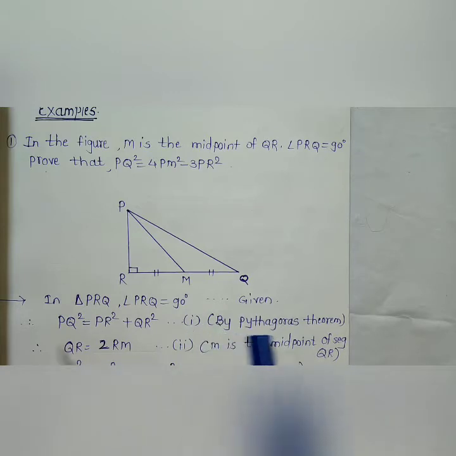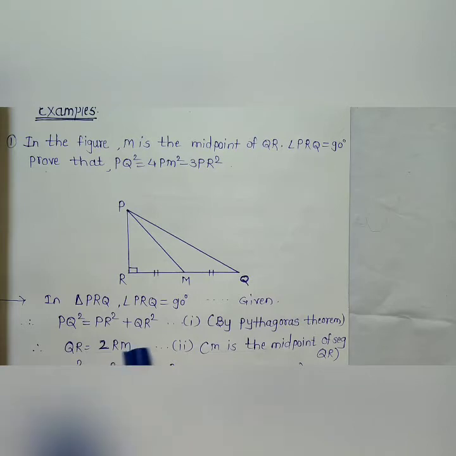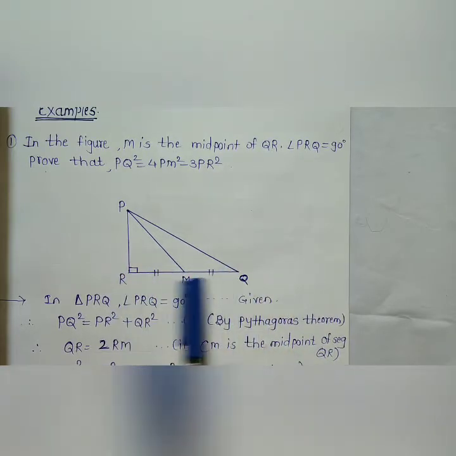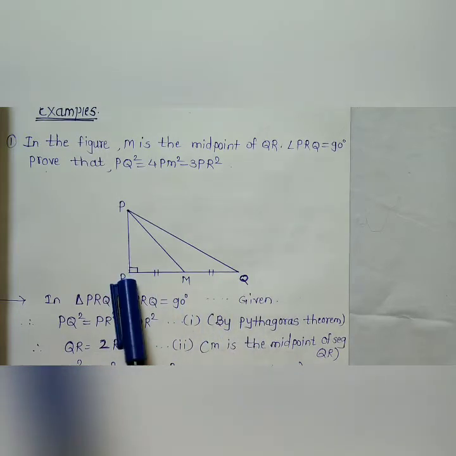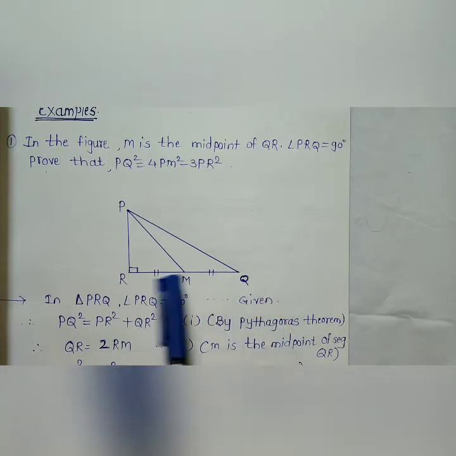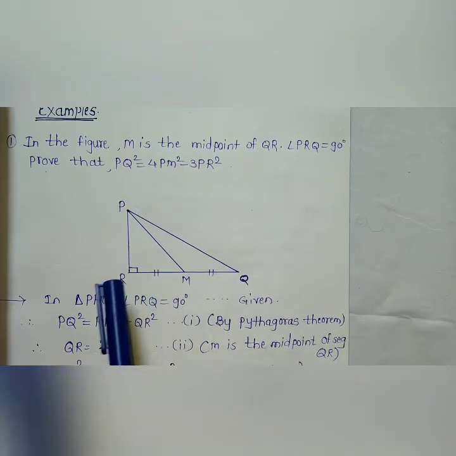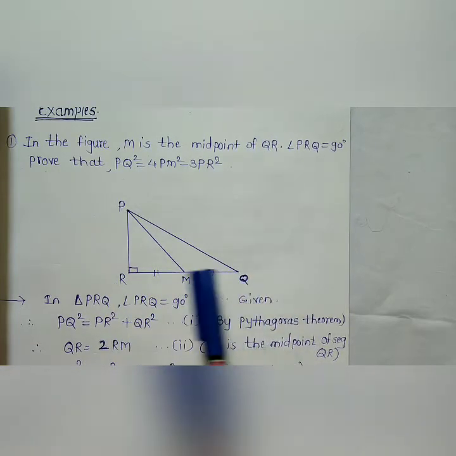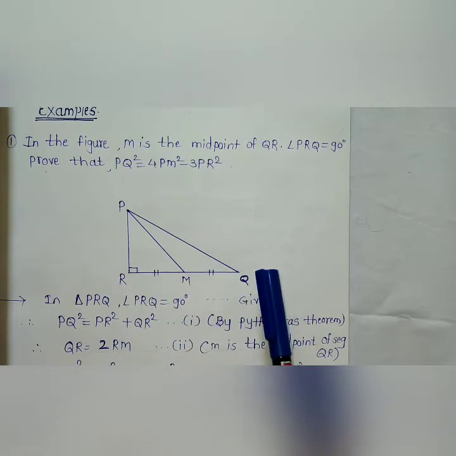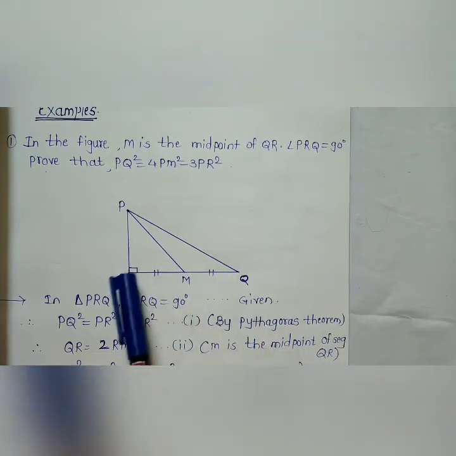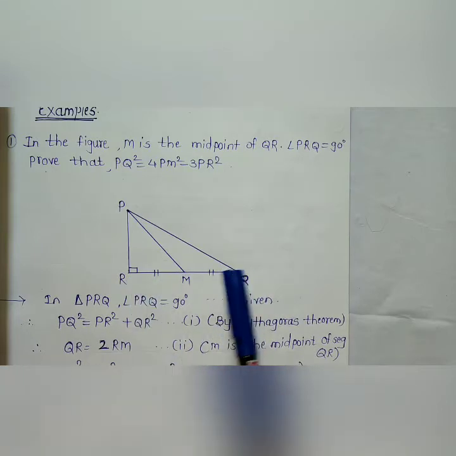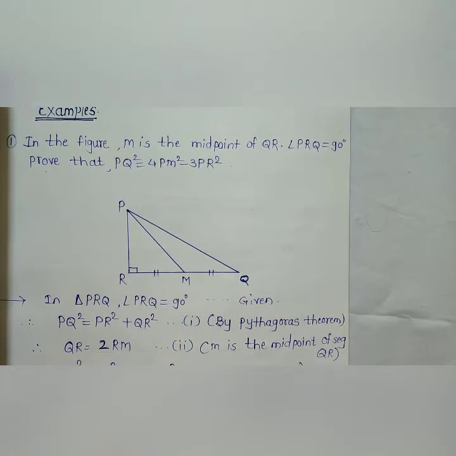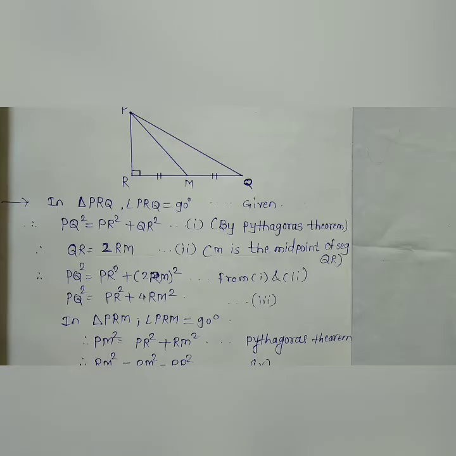Give the number first. And what is the reason? By Pythagoras theorem. Next, here M is the midpoint of segment QR. Therefore, QR is equal to 2 times RM. We know that the two marks indicate that the distances RM and MQ are the same. Therefore, QR is equal to RM plus MQ, but the distances RM and MQ are the same. Therefore, QR is equal to 2 times RM. Give the number second, and the reason is M is the midpoint of segment QR.